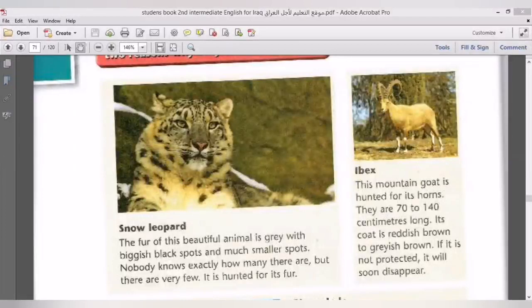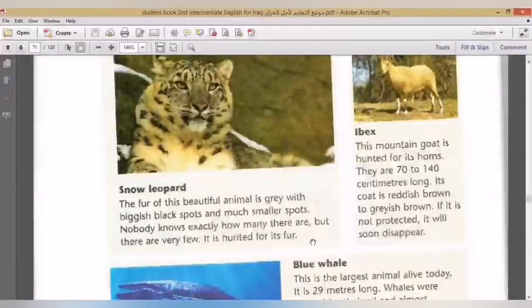So now, there are certain colors mentioned in the text. For example, nearly red, but it is not fully red, reddish, yes. And nearly gray, grayish. That's it. So I asked you before reading about these animals, what are the reasons that these animals are in danger? What do you think? You can get the information from the text.